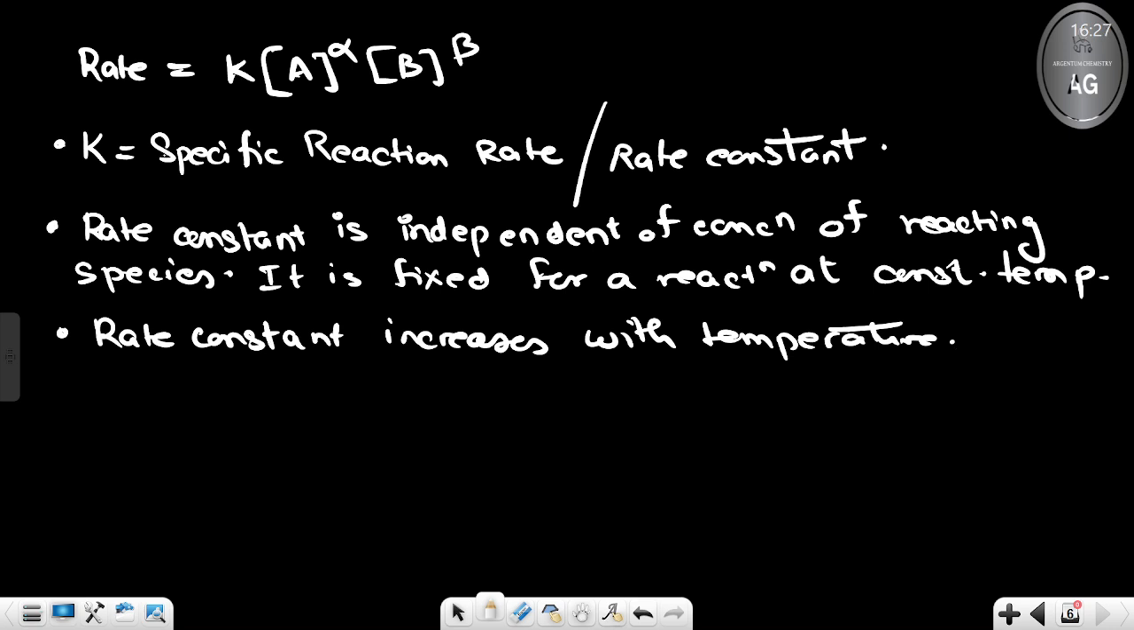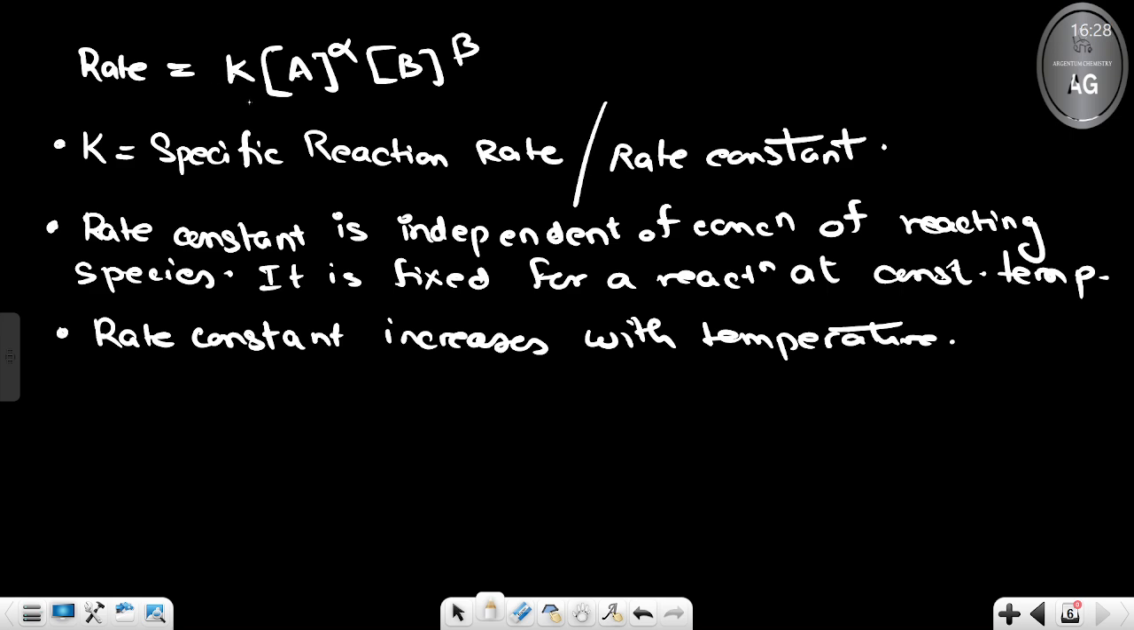Understood? Next, what is the unit of this rate constant? This rate constant's unit is very important because the unit of this rate constant will differ according to the order of the reaction. Now you will ask me, what is the order of the reaction? I am telling you. But first let me just discuss the unit.